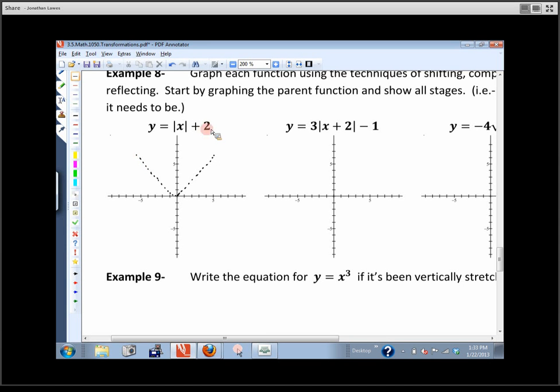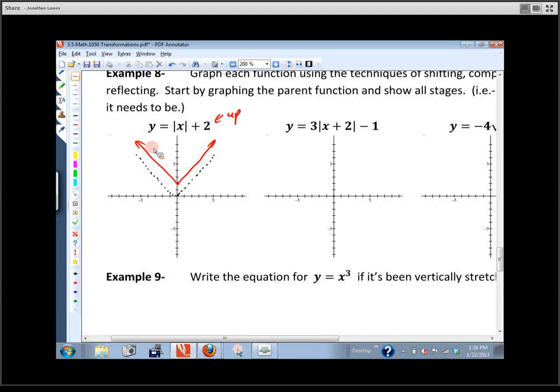What does the 2 do? Okay, we need to take that graph and we need to move it up 2. So we're going to take every single one of those points and move it up 2. So really the most important point here is going to be the vertex, that corner right there. We're going to move it up 2. And we've got that shape right there.